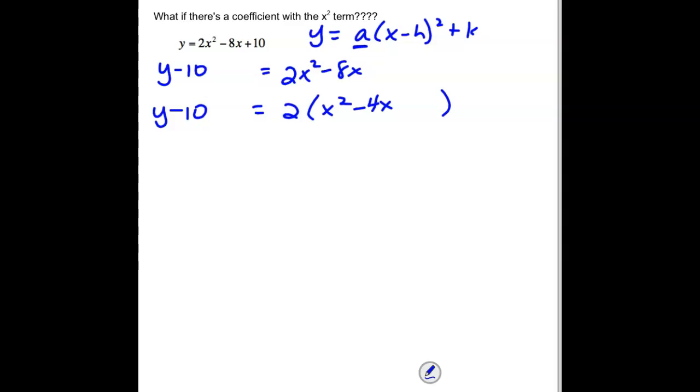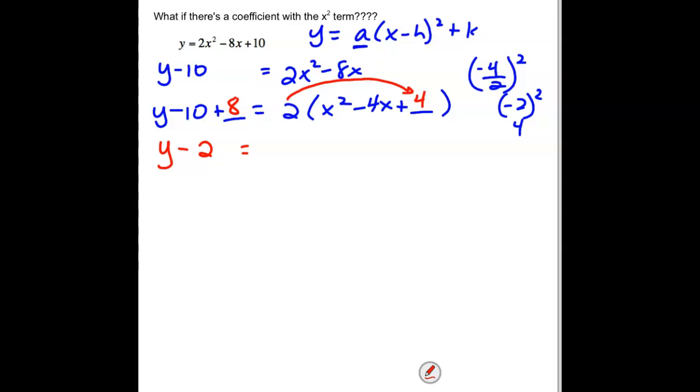All right, so now we're going to complete the square. Half of -4 is -2. Squared becomes a 4. So I really need to put a 4 in here. But what I've added to that side is really an 8 because of that 2 that would get distributed to it. So I have to add 8 over here. This now becomes y minus 2 equals 2 times what I can now factor down into x minus 2 quantity squared. And then I can add the 2 to the other side as my k term.